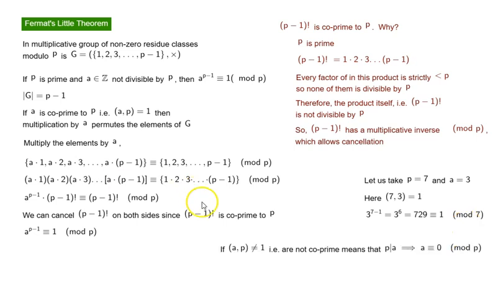Okay. Now, what happens if A and P are not co-primes? It means that P divides A, which implies that A is congruent to 0 mod P. So A to the power of P minus 1 is congruent to 0 mod P if A and P are not co-primes. Now this Fermat's little theorem only talks of A and P being co-primes. This is just for additional information.